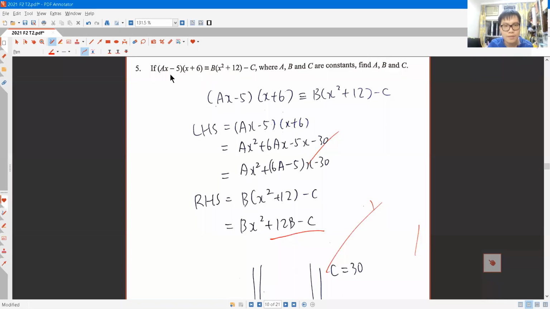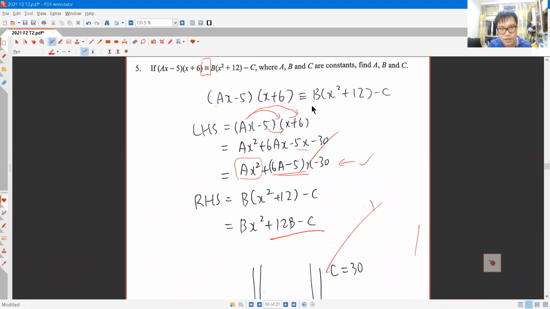This one, identity already. So left-hand side, you expand this. Ax times x is ax squared. Ax times 6 is 6ax. Negative 5 times x is negative 5x. Negative 5 times 6 is negative 30. So x squared is one term alone. The second and the third term are x terms. You combine this, and the last term is a constant term.